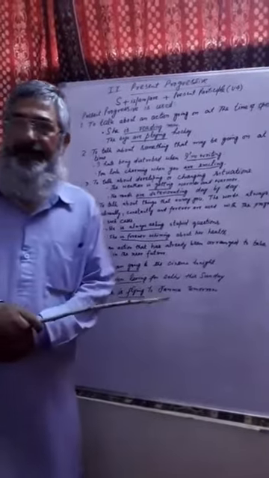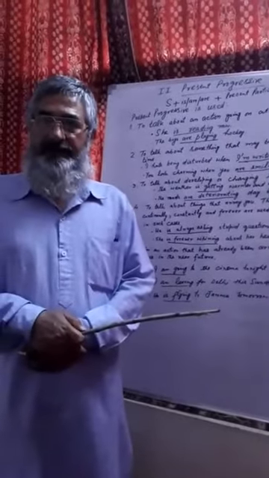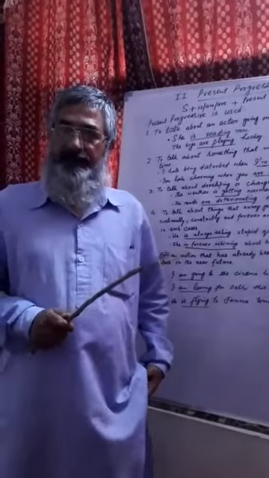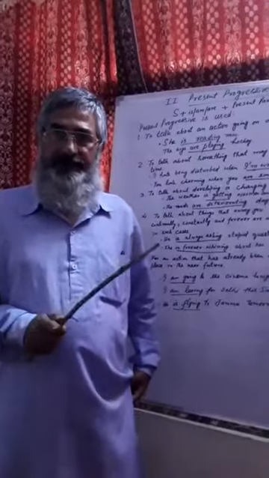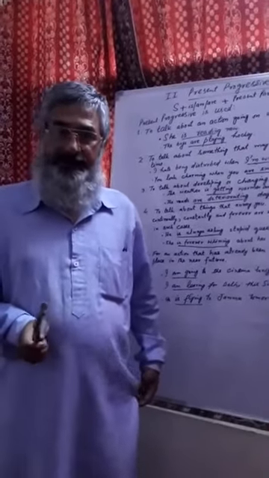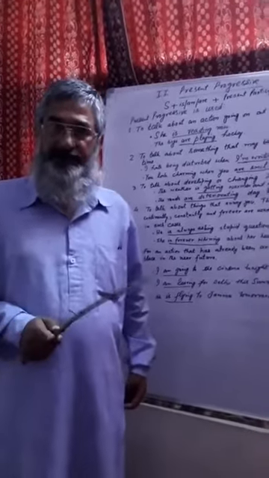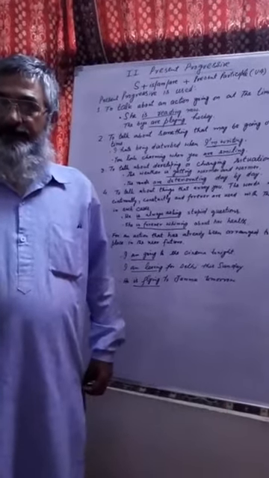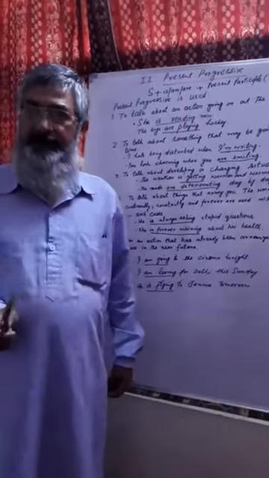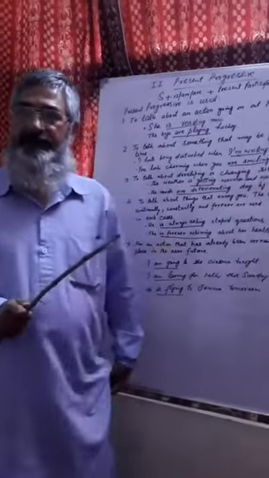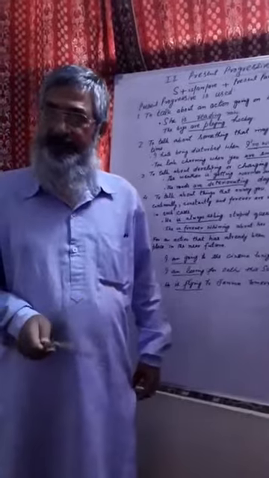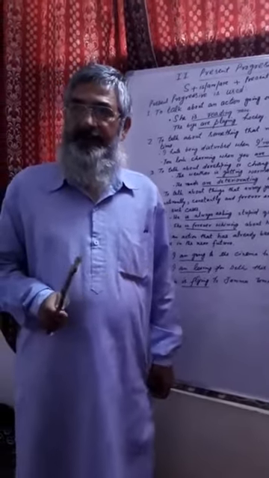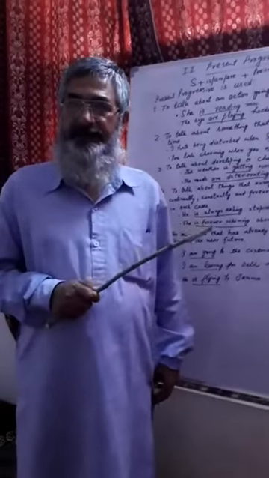Number one, habits. For example, I go for a walk daily. Number two, things in general or universal truths. Example, man is mortal, or the sun rises in the east. Third, proverbs. For example, honesty is the best policy. Number four, instructions. We give directions in the simple present. For example, open your book at page 50.